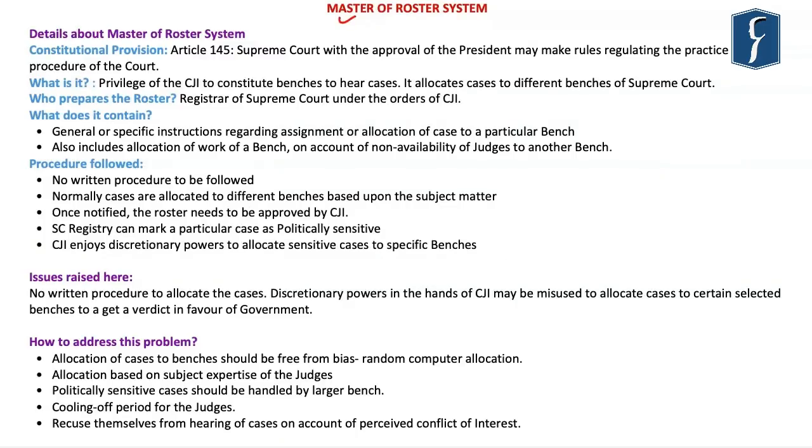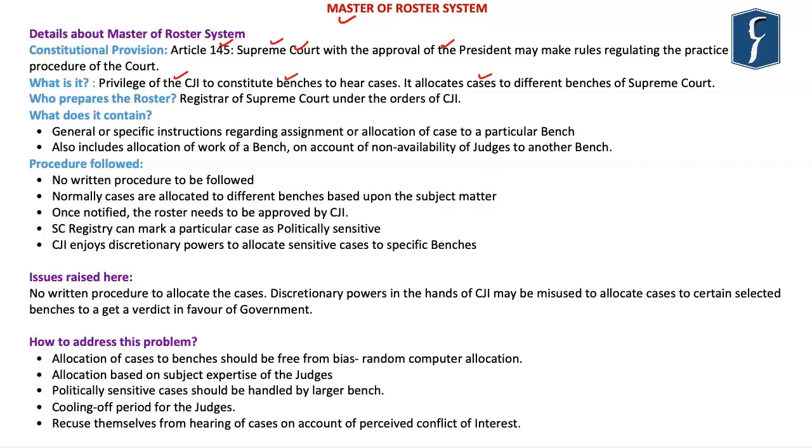Article 145 of the Indian Constitution states that the Supreme Court, with the approval of the President, can make rules in order to regulate the practice and procedure of the court. Accordingly, the Supreme Court can lay down various rules in order to allocate various cases to its benches. Accordingly, we have the concept of the master of the roster system. The master of the roster system basically means that it is a privilege of the Chief Justice of India to constitute the Supreme Court benches in order to hear the cases. So, in a way, through the master of the roster system, the different cases before the Supreme Court are allocated to the various benches.